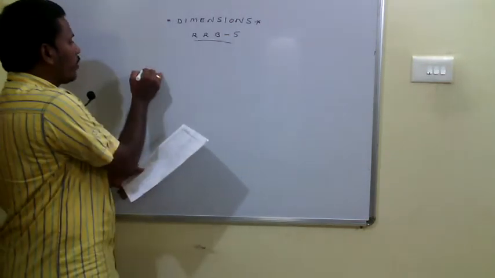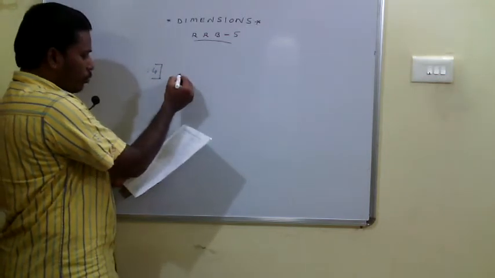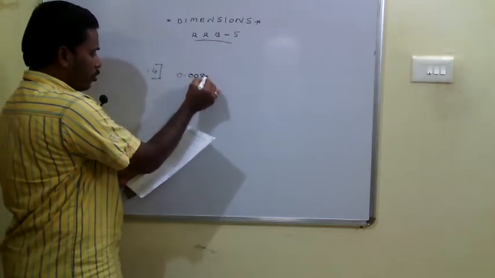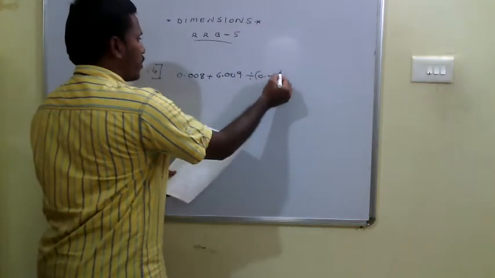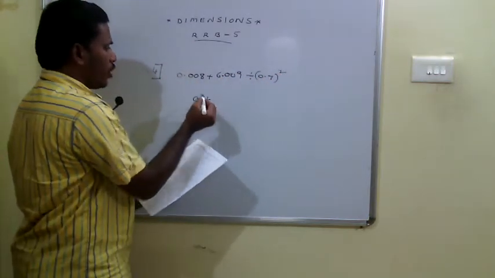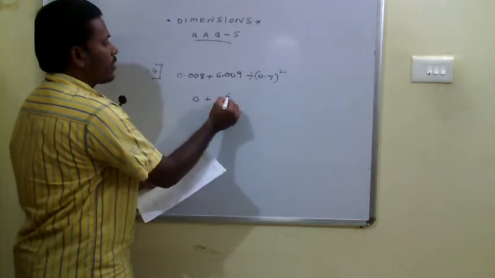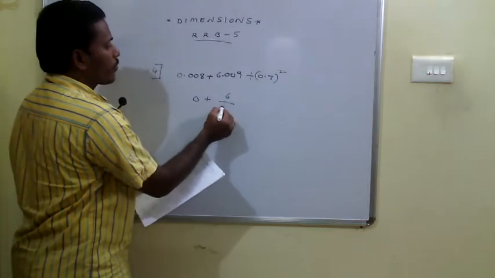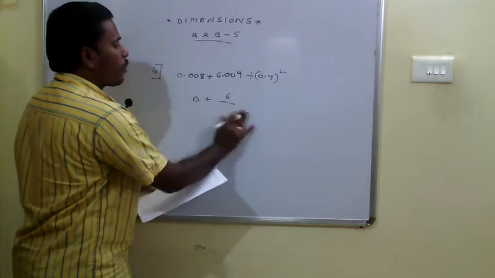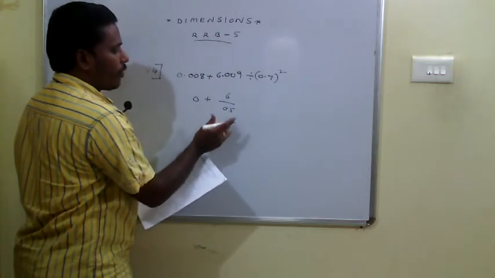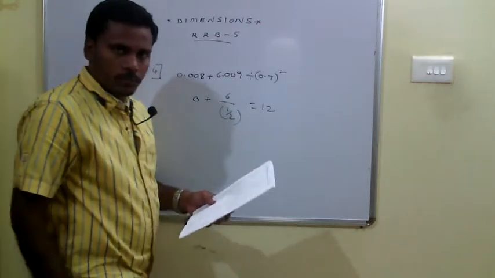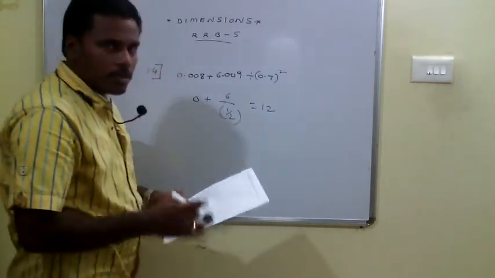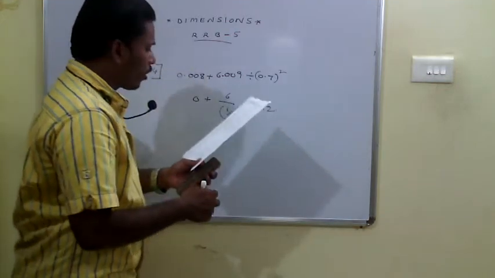For example, if you go with the 44th problem, it is given that 0.008 plus 6.009 divided by 0.7 square. So approximately treat 0.008 as 0 and 6.009 as 6, divided by 0.7 square means 0.49. Again approximate this 0.49 as 0.5, which is nothing but 1 by 2. On simplification you get it as 12. Okay. Such approximation may not be possible for all problems. This is the 44th problem.